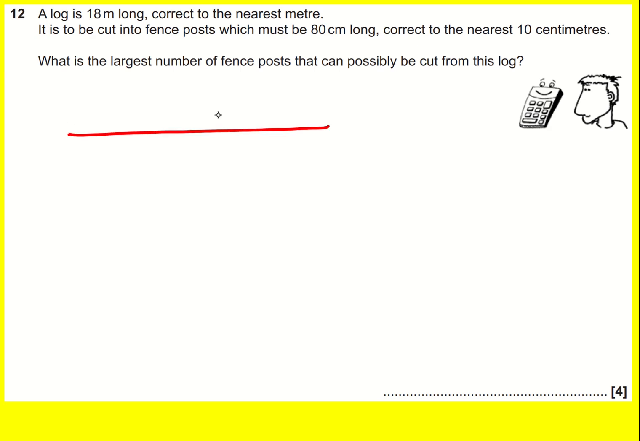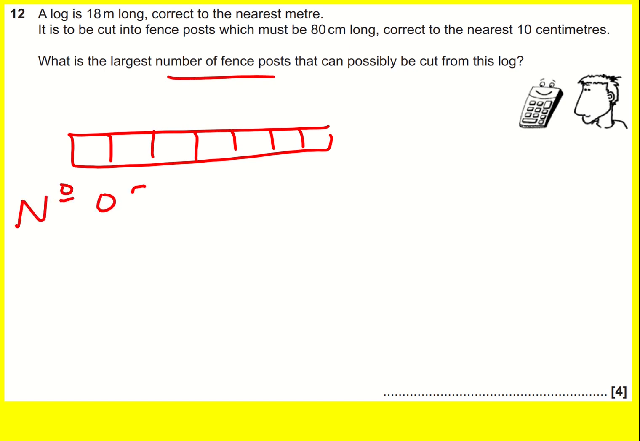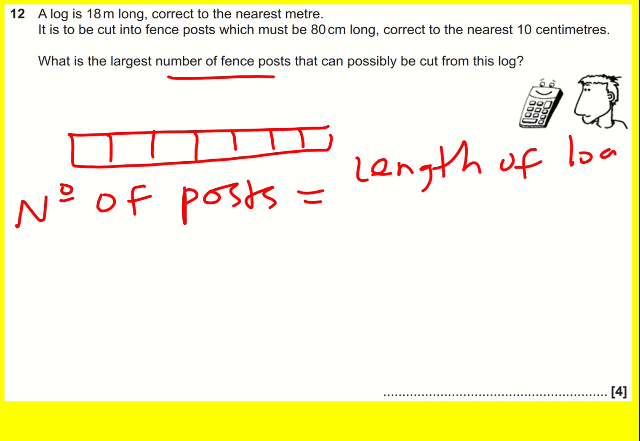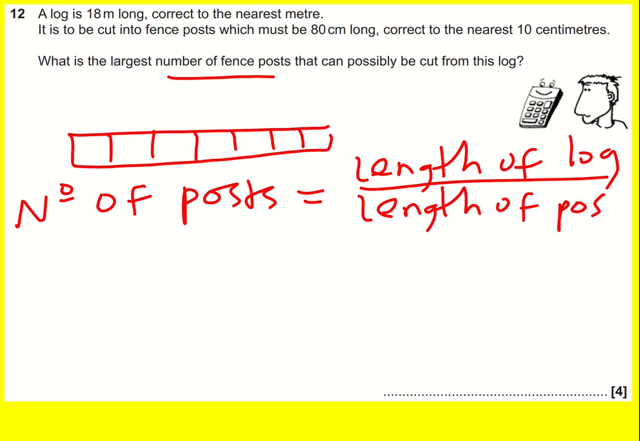So we've got this big log and we're cutting it into fence posts. And so you can imagine taking the log and splitting it up. So the number of fence posts is going to equal the length of the log divided by the length of the posts. Okay, hopefully that makes sense. We've got this log and we are dividing it into the posts.